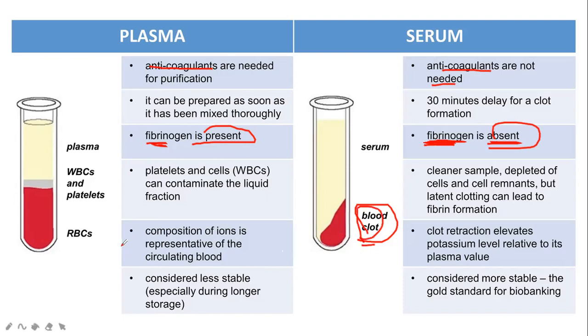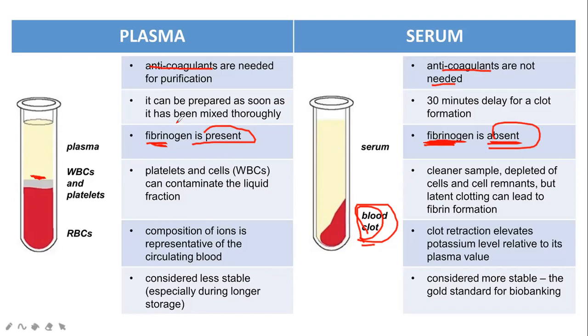In your plasma, your cells and your platelets can still contaminate the liquid fraction of your plasma. It's because it is easy, if you mix your anticoagulated tube with blood, it can easily be mixed again. Whereas with your clotted blood, even if you mix it, it can no longer be mixed back. But it can cause lysis of your red blood cells. So if your red blood cells are lysed, your serum is more likely to turn red.